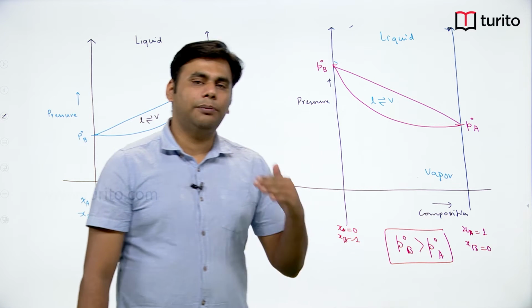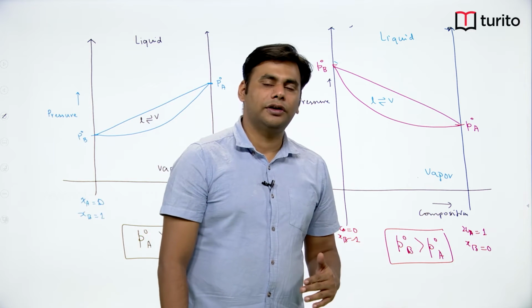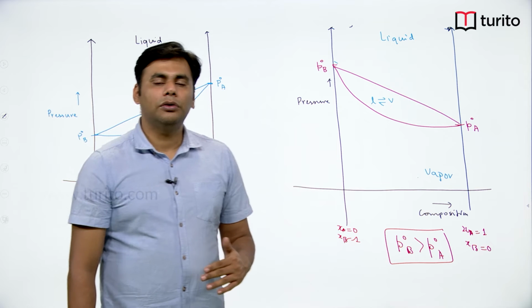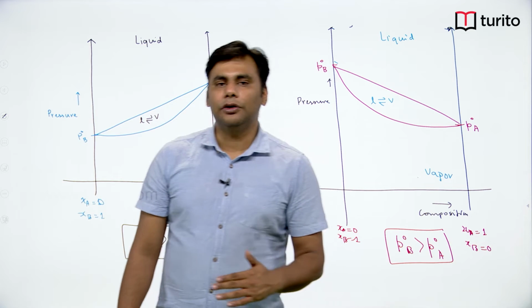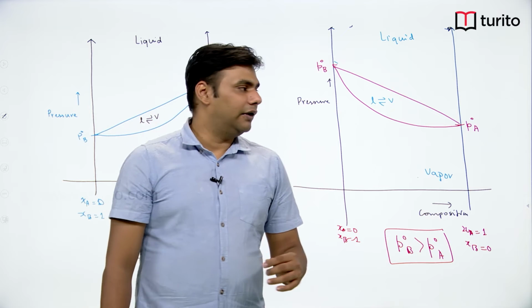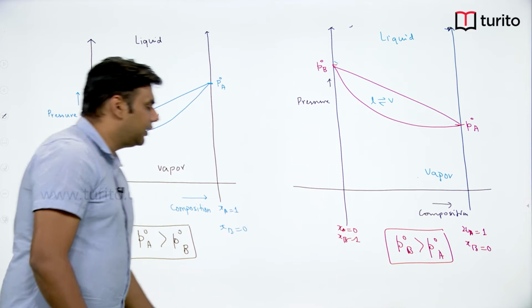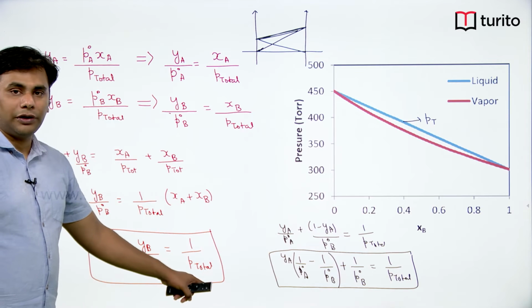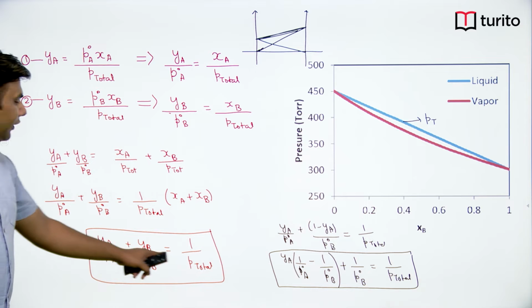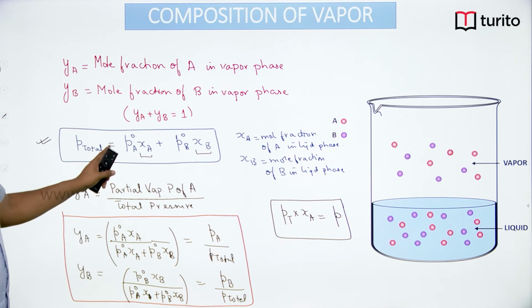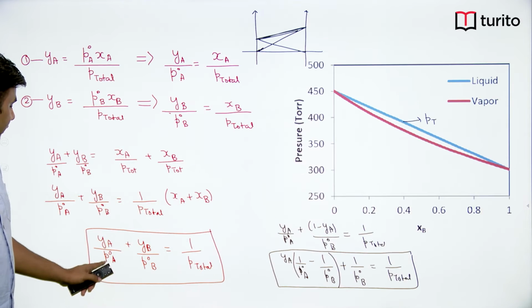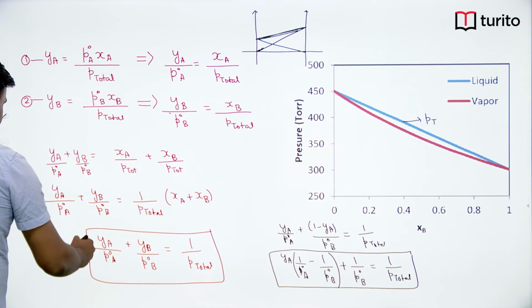Similarly, YB would be the partial pressure of B upon the total pressure. So that would be P naught B into XB upon P naught A XA plus P naught B XB. Then we derived an important relationship between the total pressure and the mole fraction of A and B in vapor phase. So just remember these are two very important formulas, this one and this one.